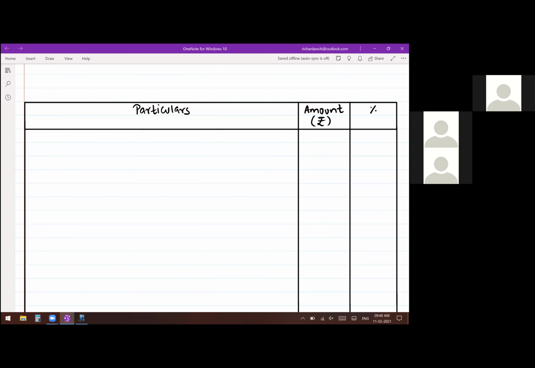Okay, on top you write there: common size balance sheet. And the year is given there: common size balance sheet as on 31st March 2020.